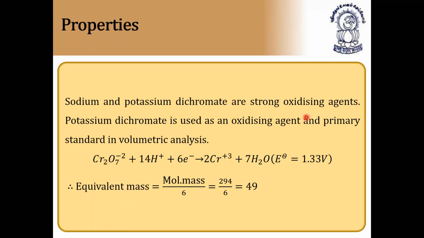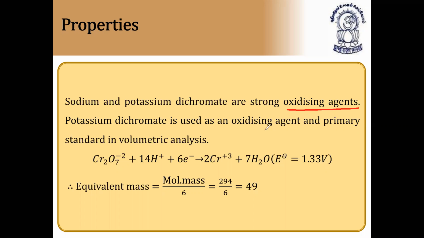Properties. Now, since the preparation of potassium dichromate is finished, we are going to discuss the properties of potassium dichromate. Sodium and potassium dichromate are strong oxidizing agents. Very, very important. What is an oxidizing agent? An oxidizing agent brings oxidation to others and itself undergoes reduction. This is called an oxidizing agent.